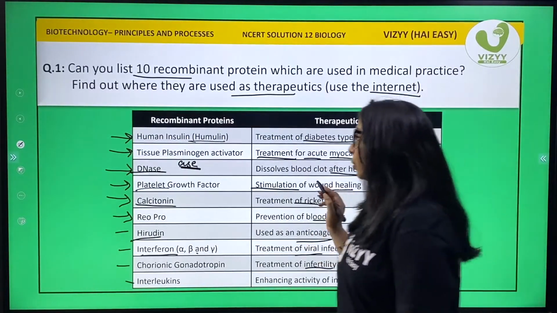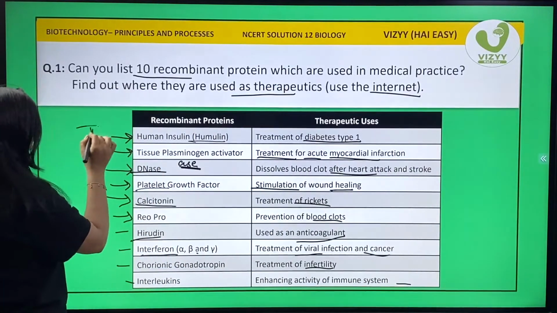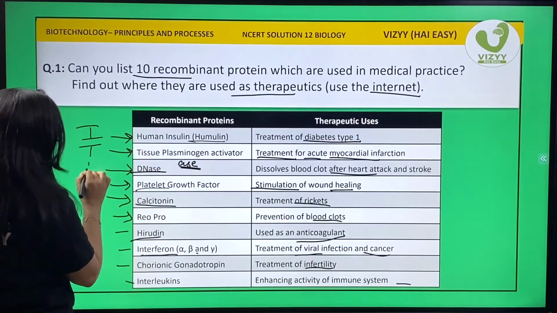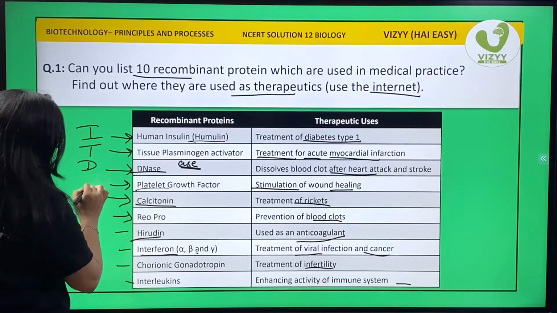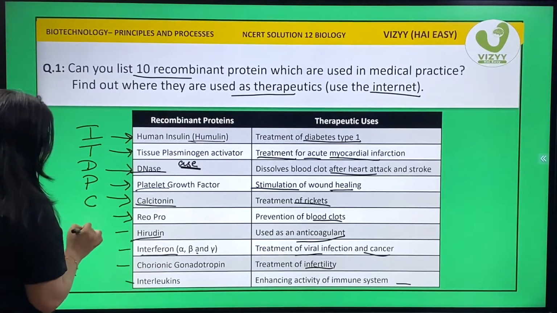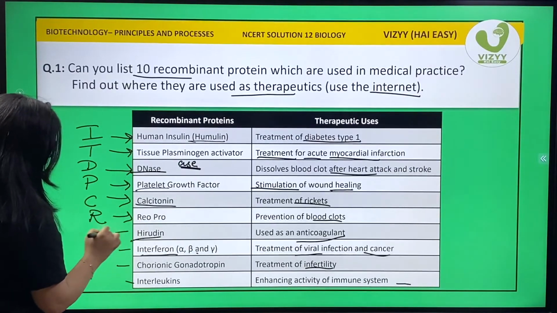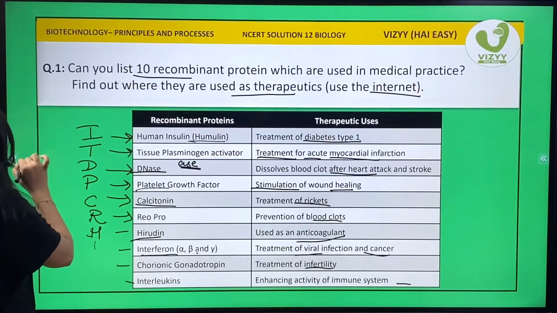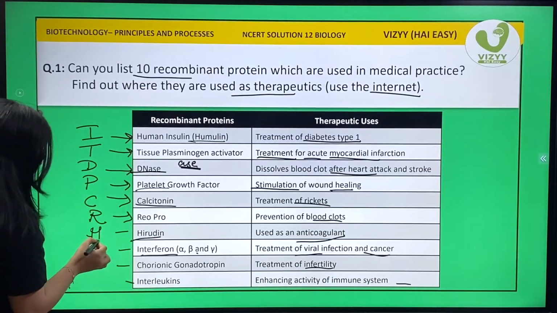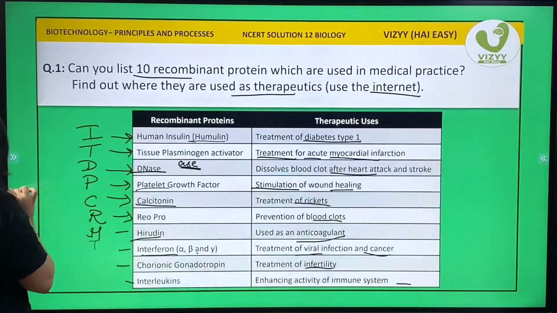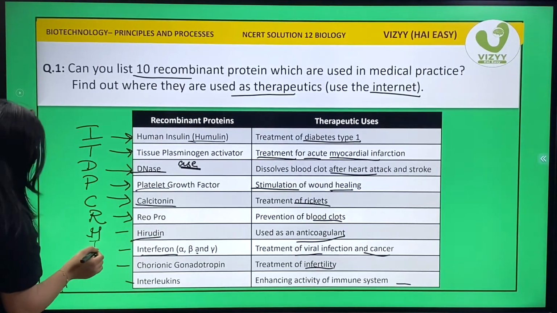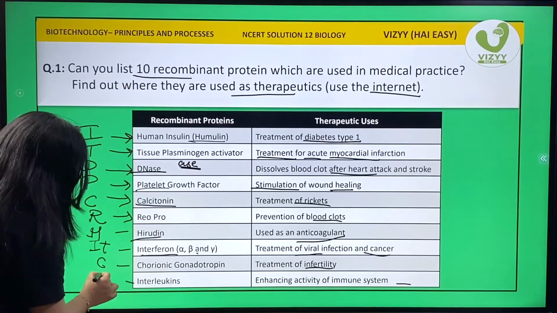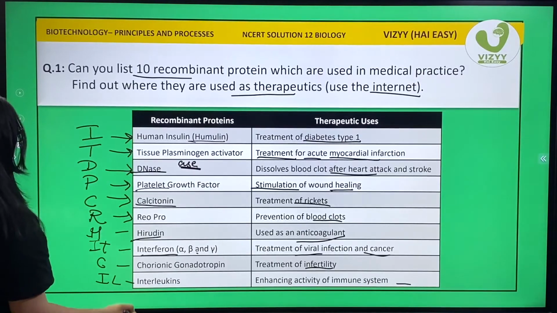Okay, students, so remember, I for insulin, T for tissue plasminogen activator, D for DNase, P for platelet-derived growth factor, C for calcitonin, R for repro, H for hirudin, IT for interferon, C for chorionic gonadotropin, and lastly IL for interleukin.